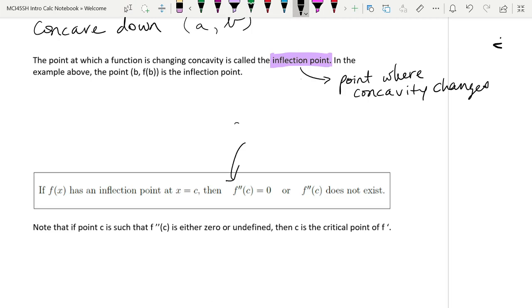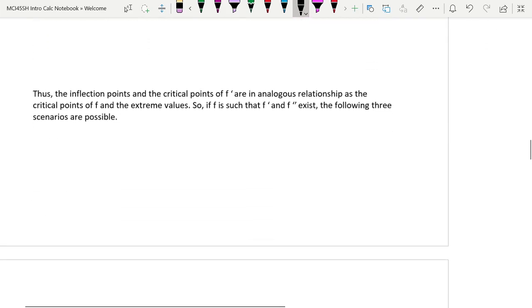That's why we call this the second derivative test. Okay? And note that if f double prime of C is either 0 or undefined, we still call that a critical point, right? We still say critical value, but it's the critical value of the second derivative, not the first. Okay, let's get to some actual calculations here. Oh, actually, we still have some diagrams, sorry.